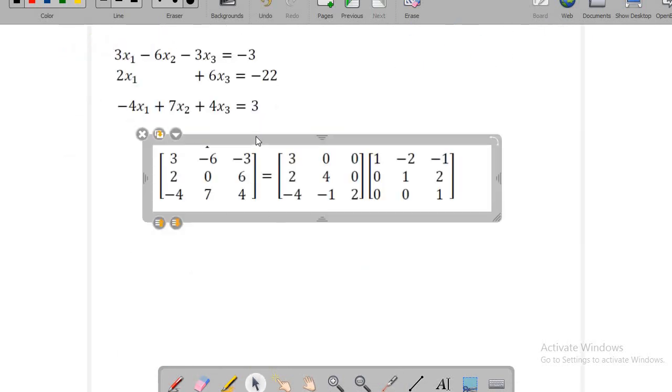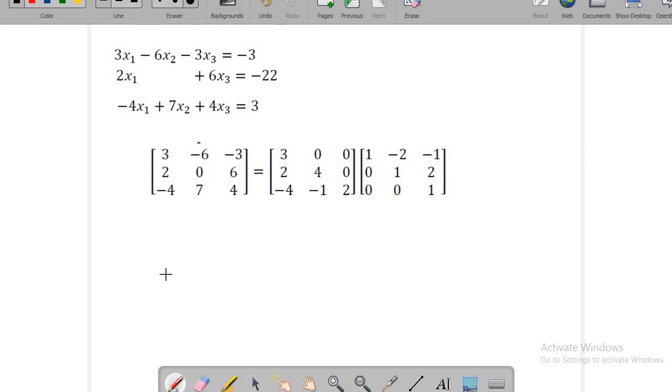Yeah, this is the matrix A, isn't it? The quotient matrix, if you observe: 3, -6, -3, 2, 0, 6 and -4, 7, 4. And the LU decomposition of this is given here. So we are given a linear system, that is AX = B, but we write it like this, LUX = B.